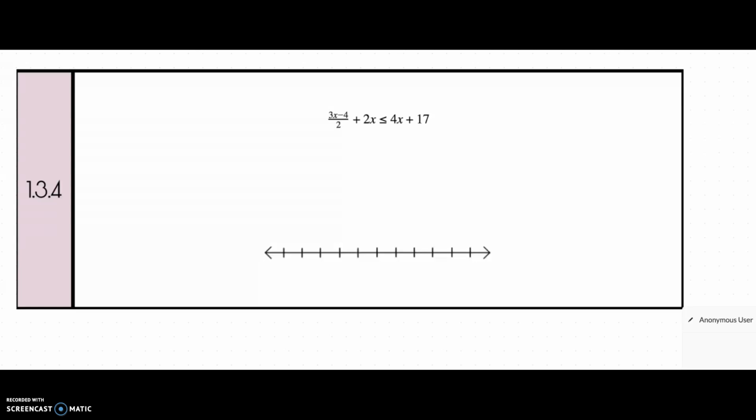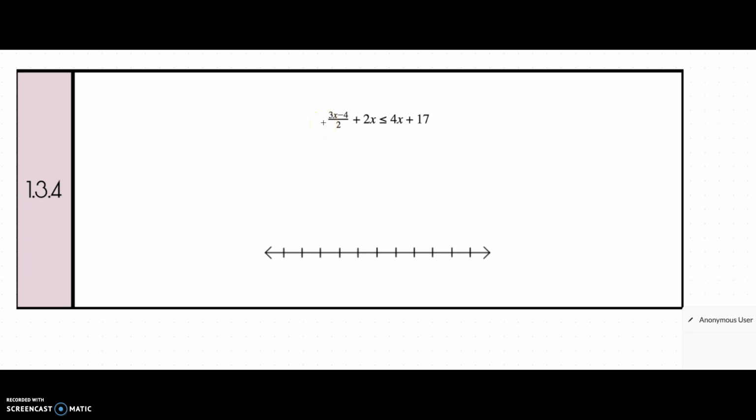Let's go through 1.3.4, which is to go through some multi-step linear inequalities. So looking at this, a lot of us are still getting scared of these fractions. Really all it is is a division problem. So if we are dividing by 2, we know that the inverse of that is to multiply by 2.